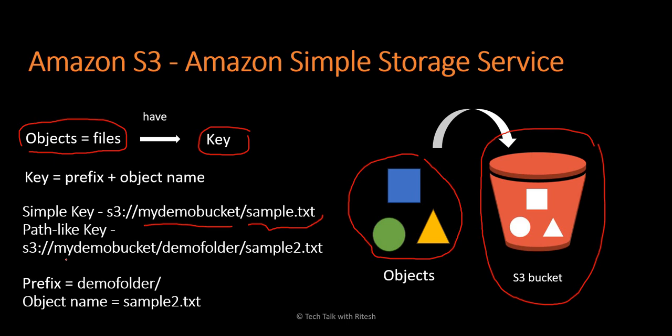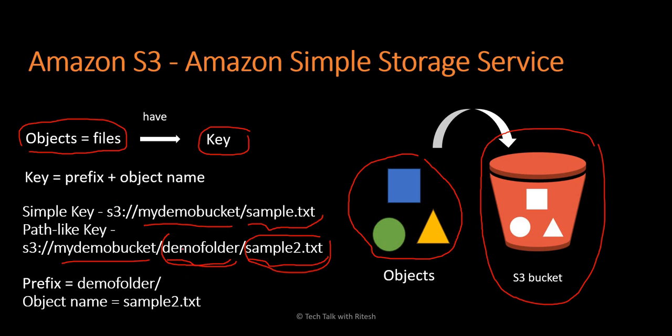And another example, the same bucket, this is my bucket, and I have created another folder, demo folder, and inside that I have put this file. Okay, now what is the key of the file? The key is equal to prefix plus object name. Object name we know, the object name is sample2.txt. This is my object name, right? The prefix would be whatever is there after the bucket name, so that will become your prefix. So prefix plus object name will become the key.